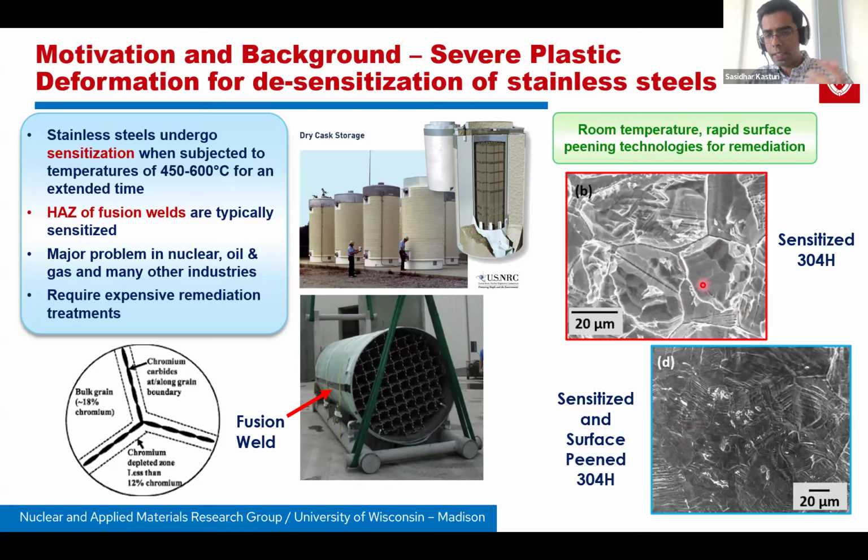The as-sensitized stainless steel shows the classical intergranular corrosion behavior with very deep localized grain boundary attack, to an extent that there is some amount of grain pull out taking place. So that's rapid corrosion. But if you look at the bottom right image of surface treated, sensitized stainless steel, the intergranular corrosion to a great extent has been eliminated, and the corrosion rate has gone down. How exactly this takes place and what the details are, that's going to be the topic of the talk today.